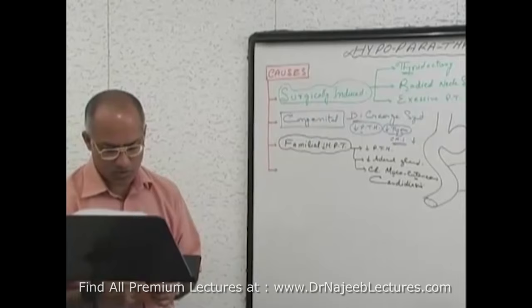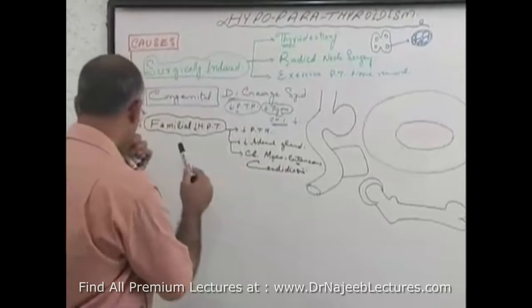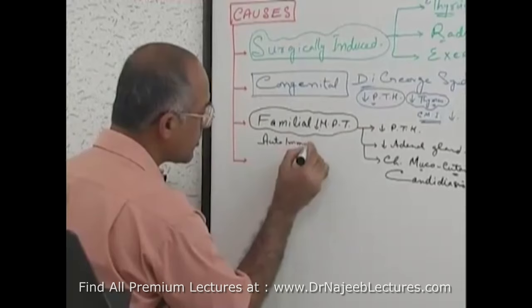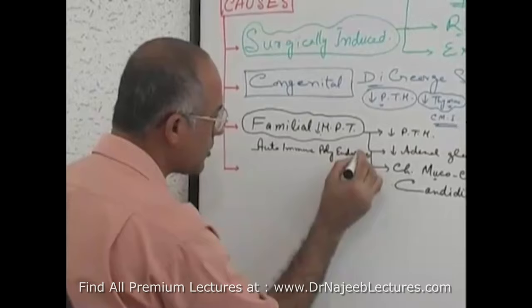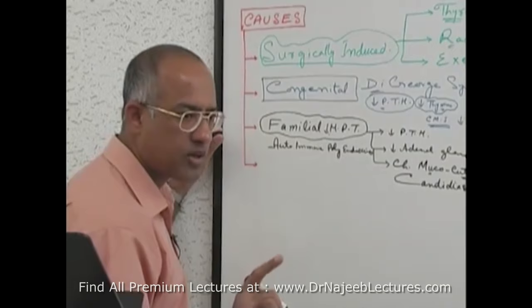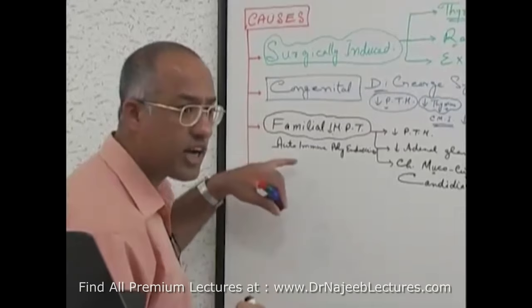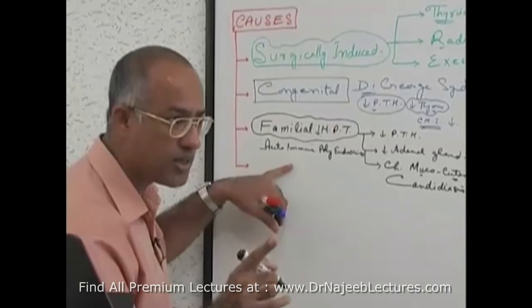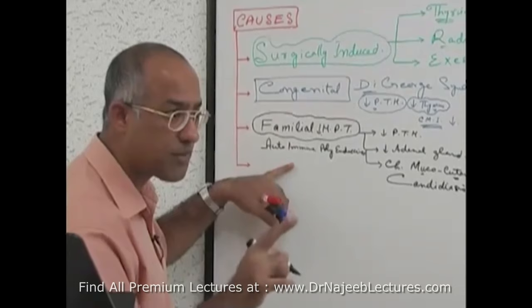And this whole syndrome is sometimes called autoimmune polyendocrine syndrome. Please don't confuse it with MEN. That is a different syndrome in which multiple endocrine neoplasia develops. In this case, there is hypofunction of the glandular tissue. In MEN, there is hyperfunction of the glandular tissue, right? MEN develops as a part in relation to primary hyperparathyroidism. This is developing in relation to hypoparathyroidism, right?